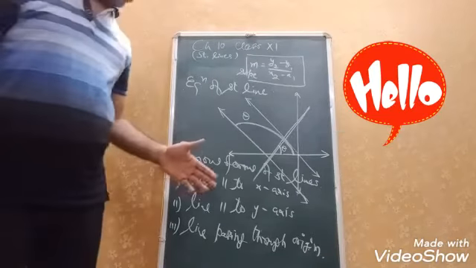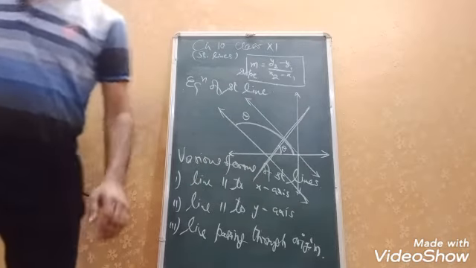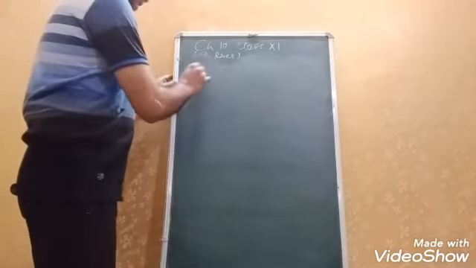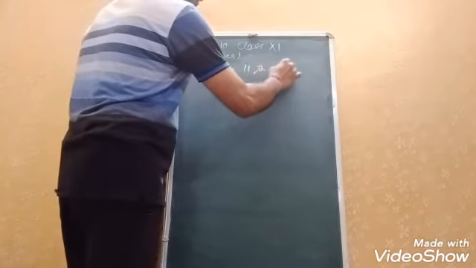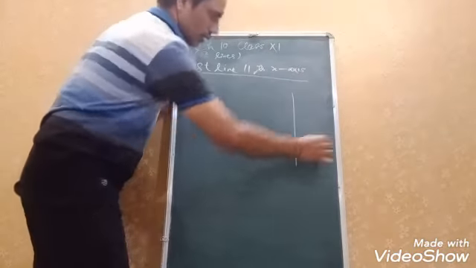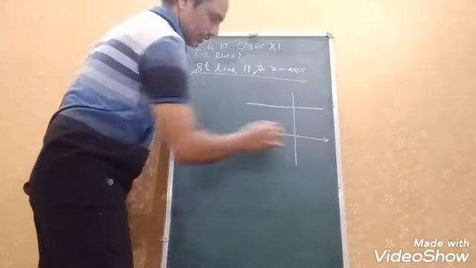And there will be some more forms, but we will start with line parallel to x-axis. A straight line parallel to x-axis can be described as, graphically, a line parallel to x-axis. This is x-axis.